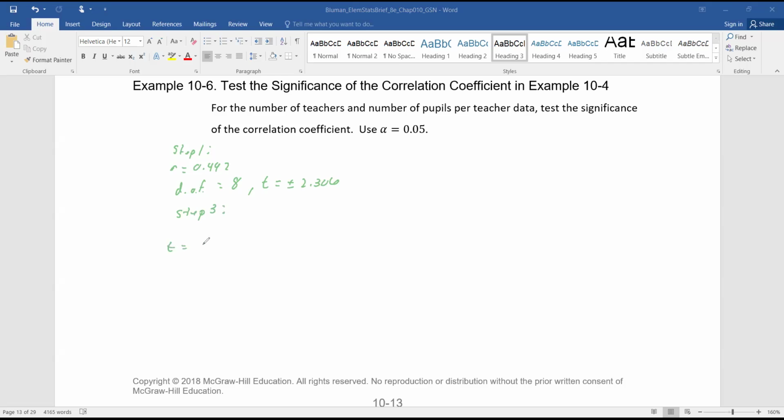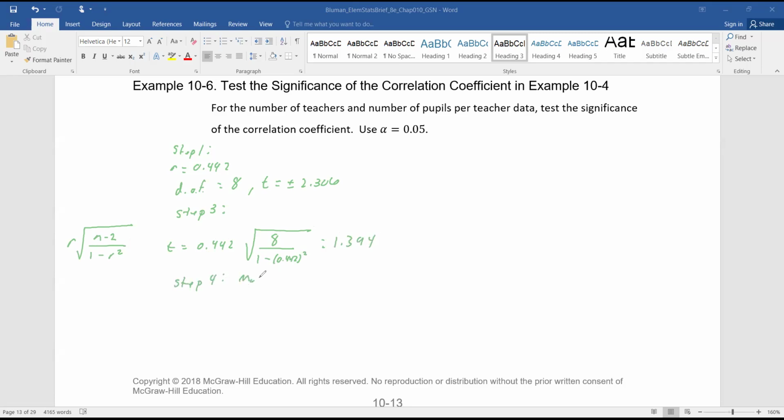So T would equal the 0.442, which again, just so you know, the equation was R times the square root of n minus 2 divided by 1 minus R squared. So when I do this, I'm going to go R times the square root of 8 divided by 1 minus 0.442 squared. And when I type that in the calculator, I actually get 1.394.